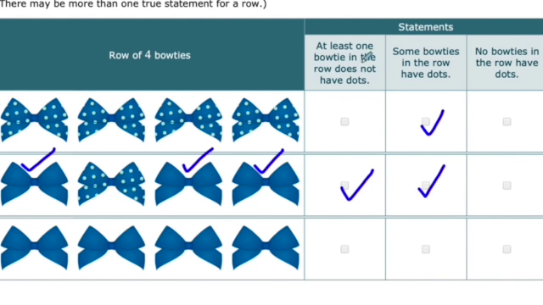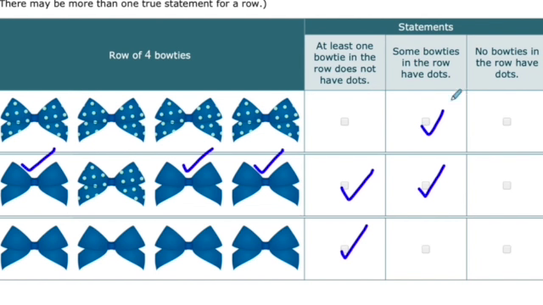Last one. At least one bow tie in the row does not have dots. That's true. All of them don't have dots. That's at least one. It's four of them. So don't be caught up by the semantics of a number. It said at least one. Yeah, four of them. Four is at least one. Two is at least one. One is at least one. So at least one means one or greater.